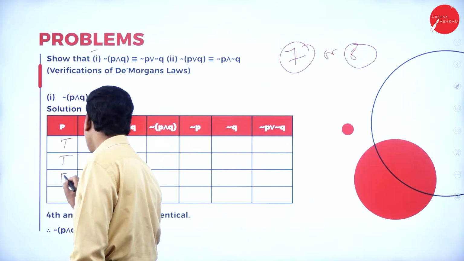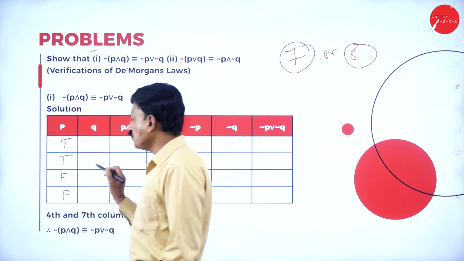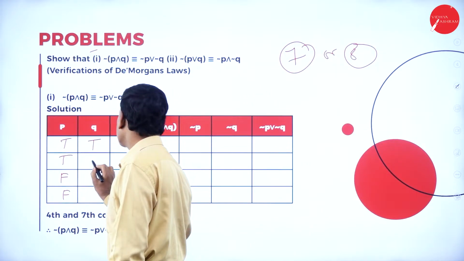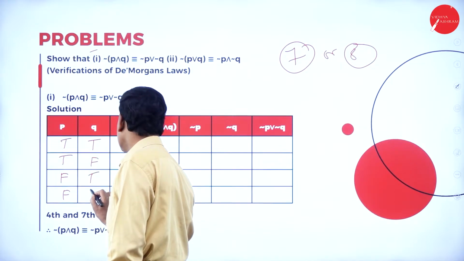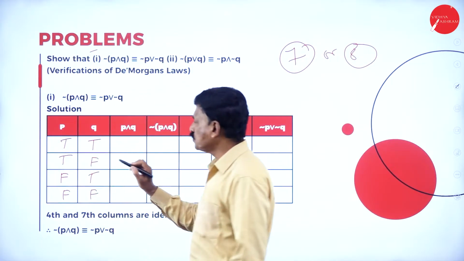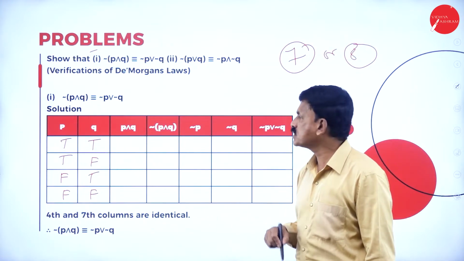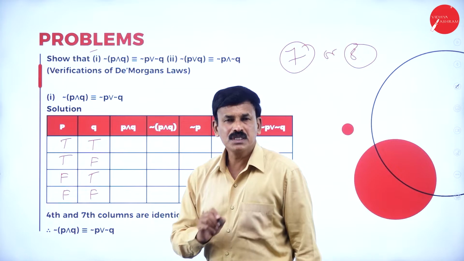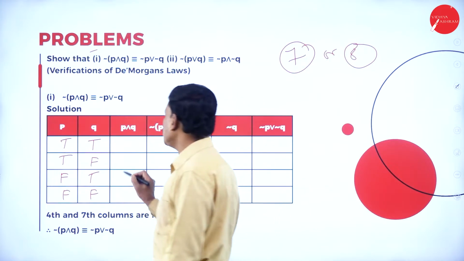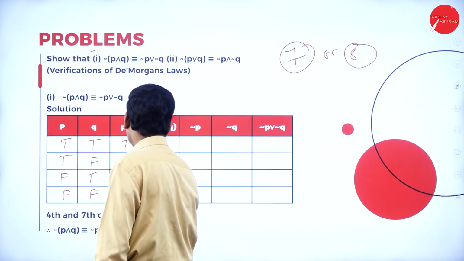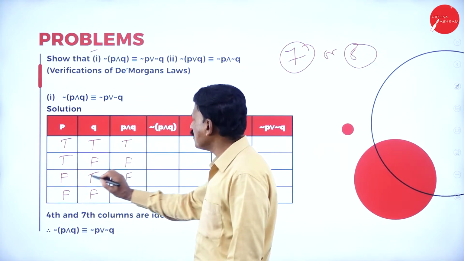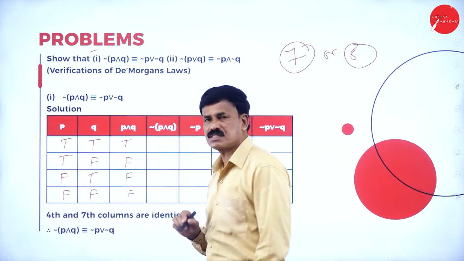Now, let me write the truth values. For P, it is true, true, false, false. Whereas in case of Q, alternately true and false. So, true, true, false, false, and true, false, true, false. You know, conjunction means true and true is true, and in all other cases it is false. So, T and T is T, T and F is F, F and T is F, F and F is also F.